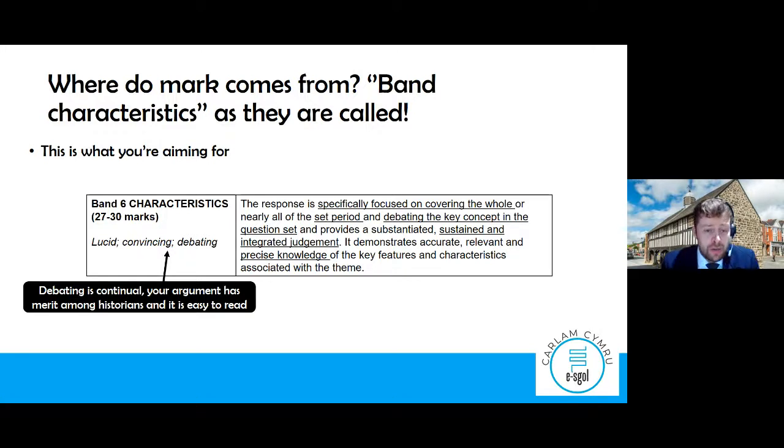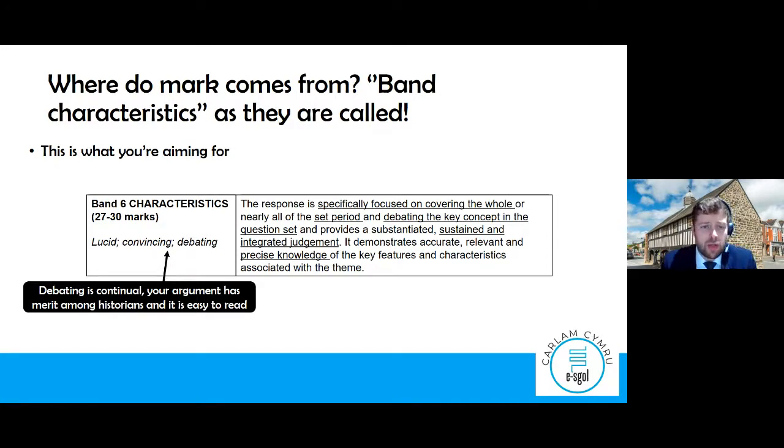It means your argument, in order for it to be convincing, has merit among historians. So it means other historians might read it and think, that's a good idea. That stands up with what I know. That's what we mean by convincing. And if it's lucid, quite simply, it's easy to read. Lucid, easy to read. Don't make it any more complicated. Don't worry what that word lucid means. Just read it as easy to read instead.